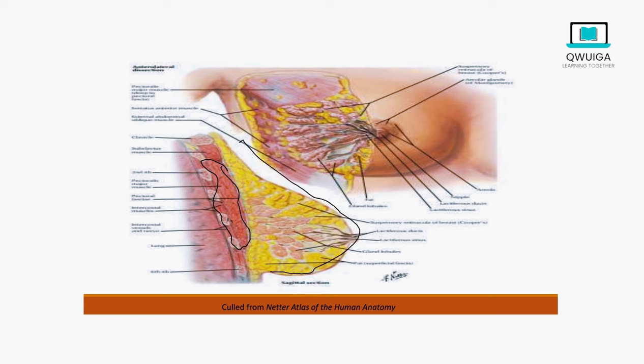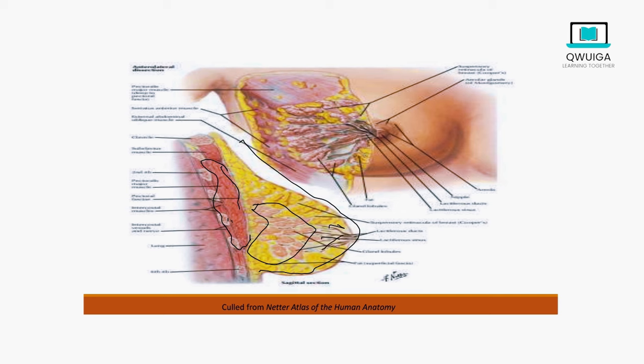Then we can see this reddish area. That is the glandular area, the glandular tissue. With time, we can notice thin lines running along this glandular area. Those are the stroma. Then also, very clearly, you can see the lobes converging into the nipple.